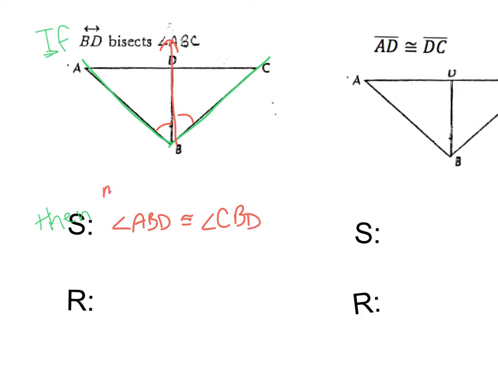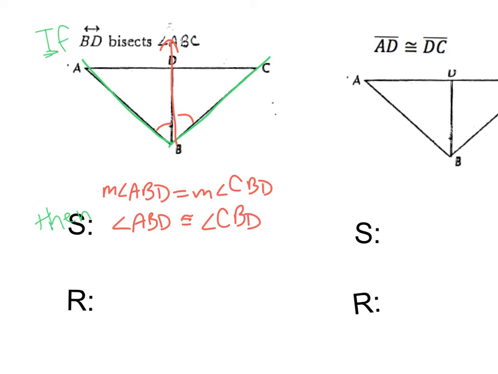We could say that the measure of angle ABD is equal to the measure of angle CBD. So just make sure you're using the equals if you're putting measure, and if you're not using the measure, you're using the congruent symbol. And both of those come straight from my definition.